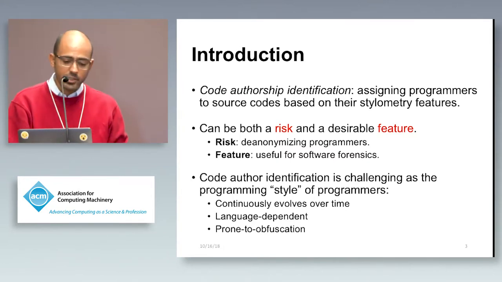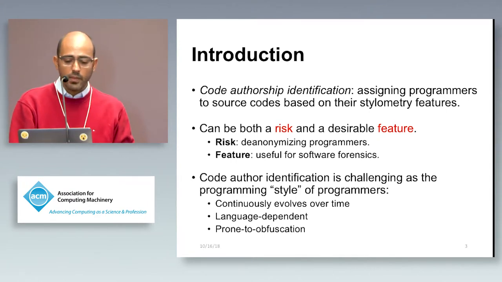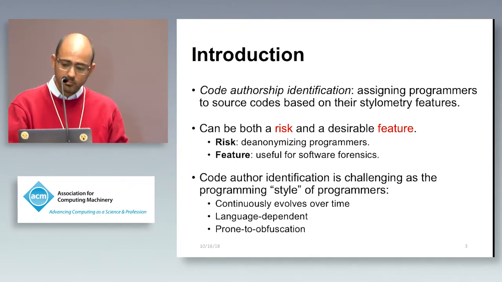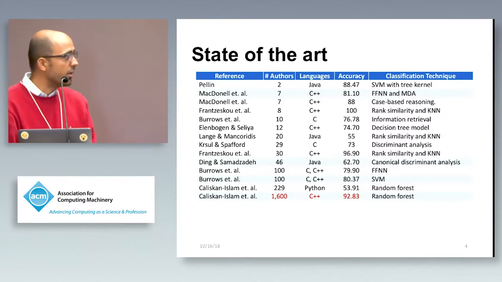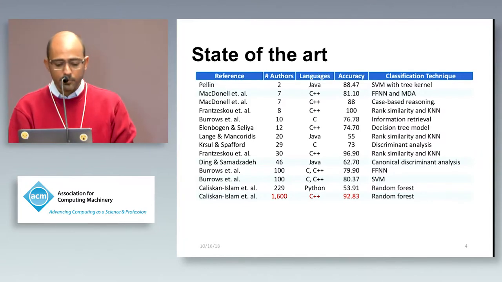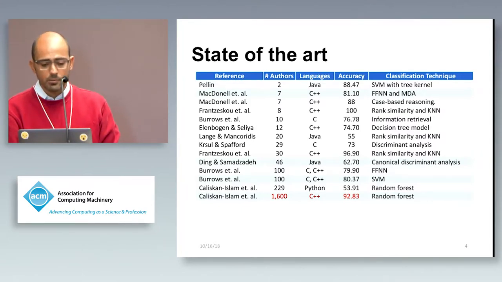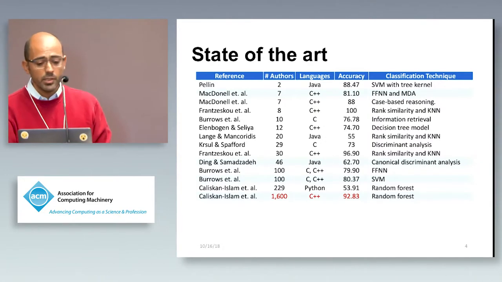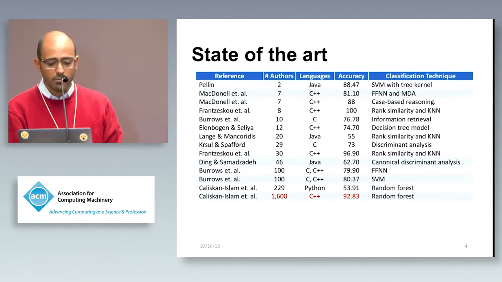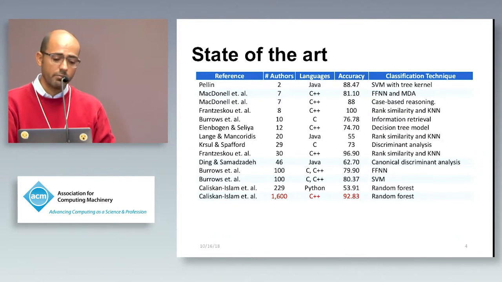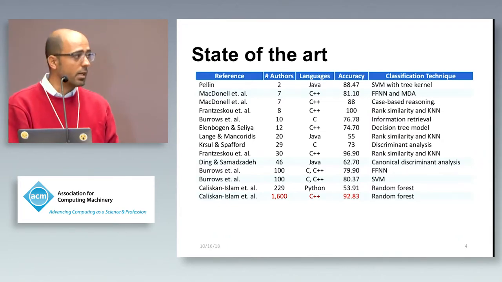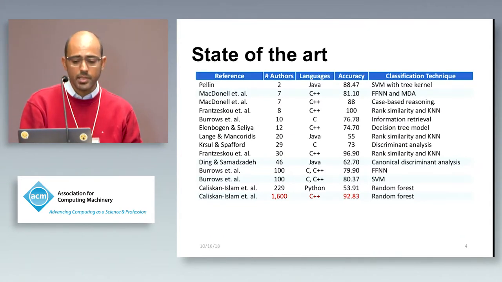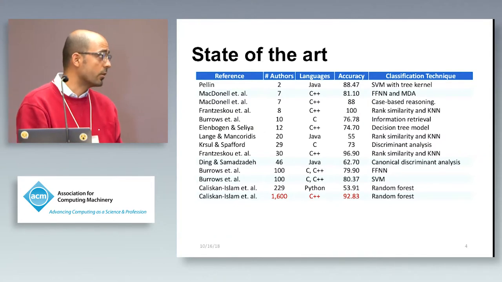Code authorship identification is challenging in and of itself, as the programming style of programmers continuously evolves over time. It is language dependent, and it is prone to obfuscation. That in mind, there has been a lot of work on this problem starting from 1993, the seminal work of James Baffert, where he showed that you can use some semantic features of code to identify code authors. Since then, there has been a lot of work. This work has varied in the sense that it had a large, variable number of authors that can be identified from codes over multiple languages, with different accuracies and various classification techniques used for automation.